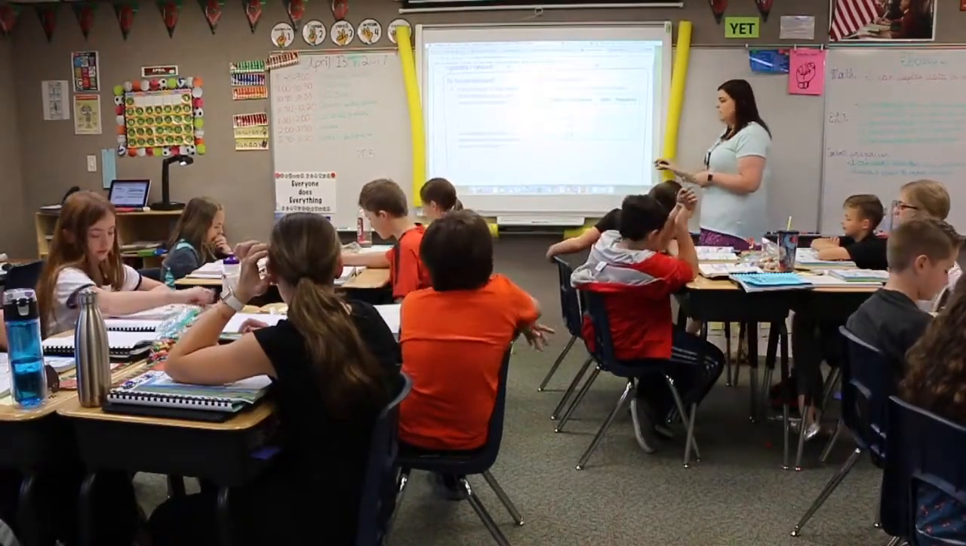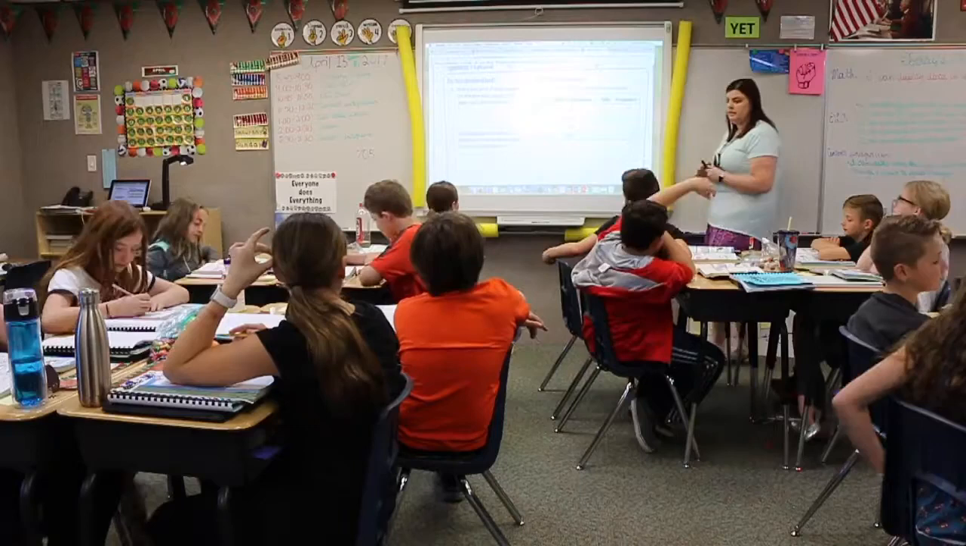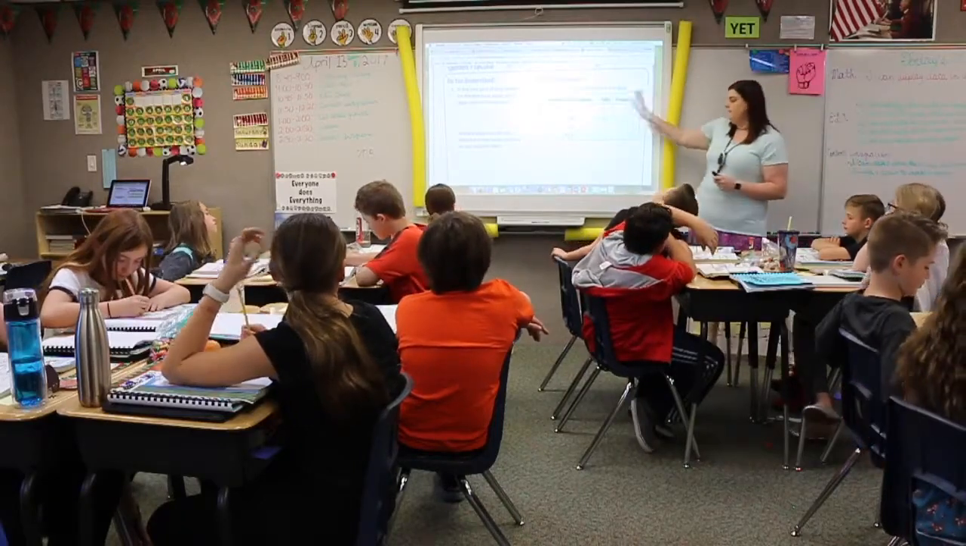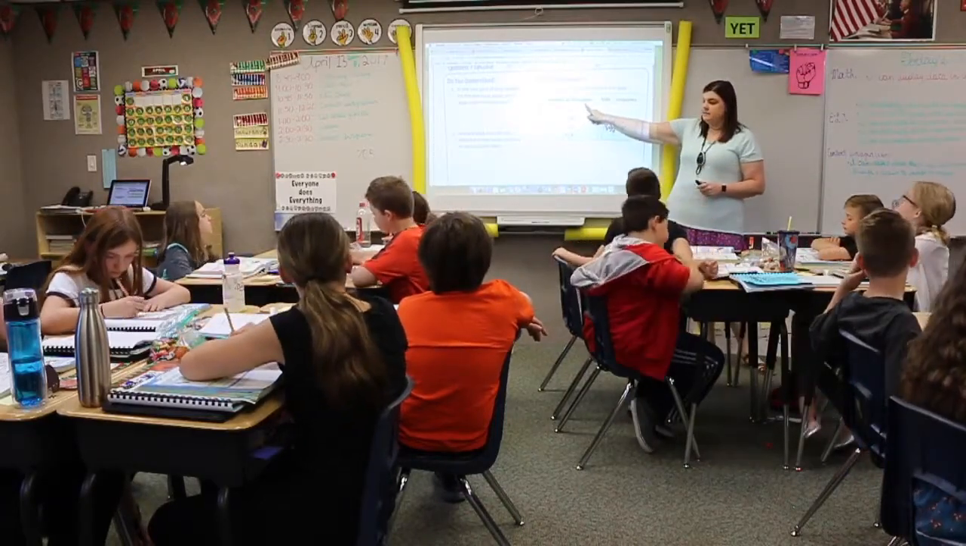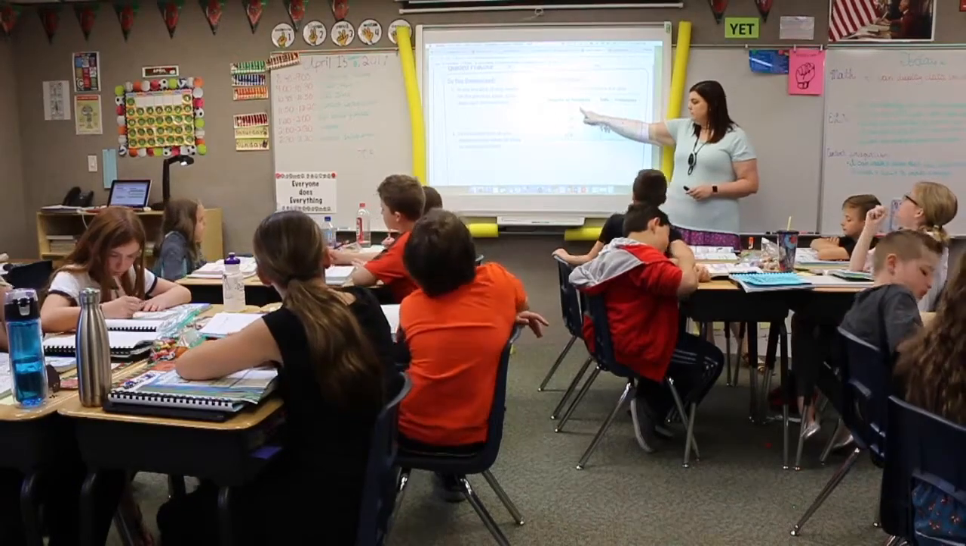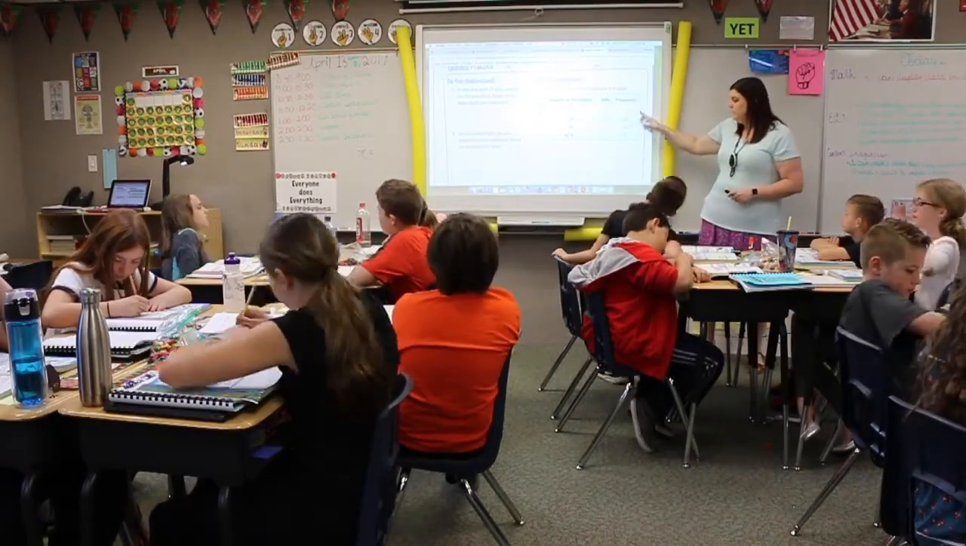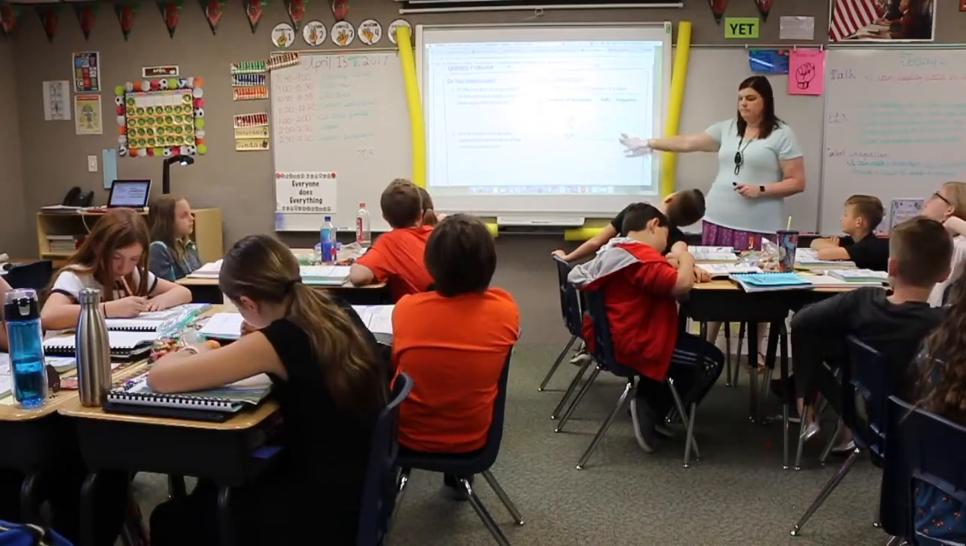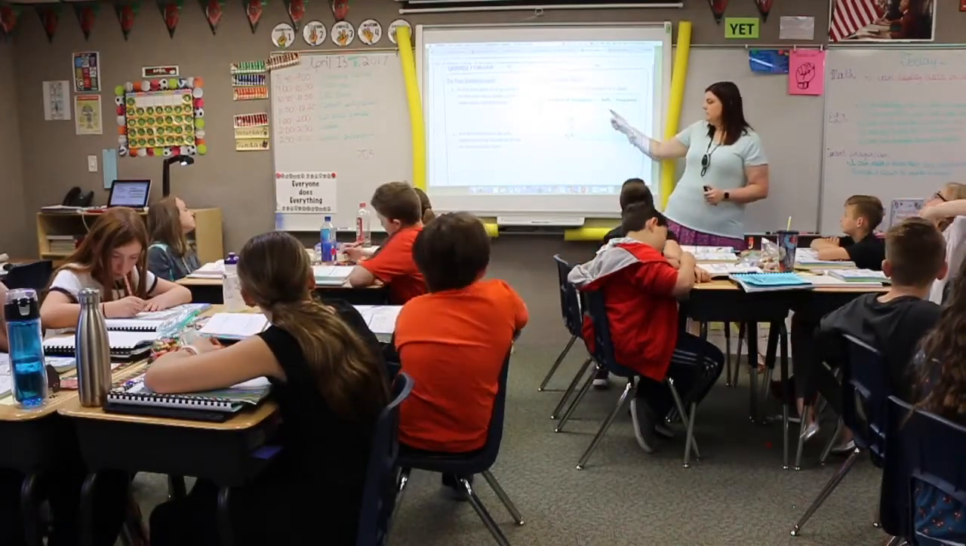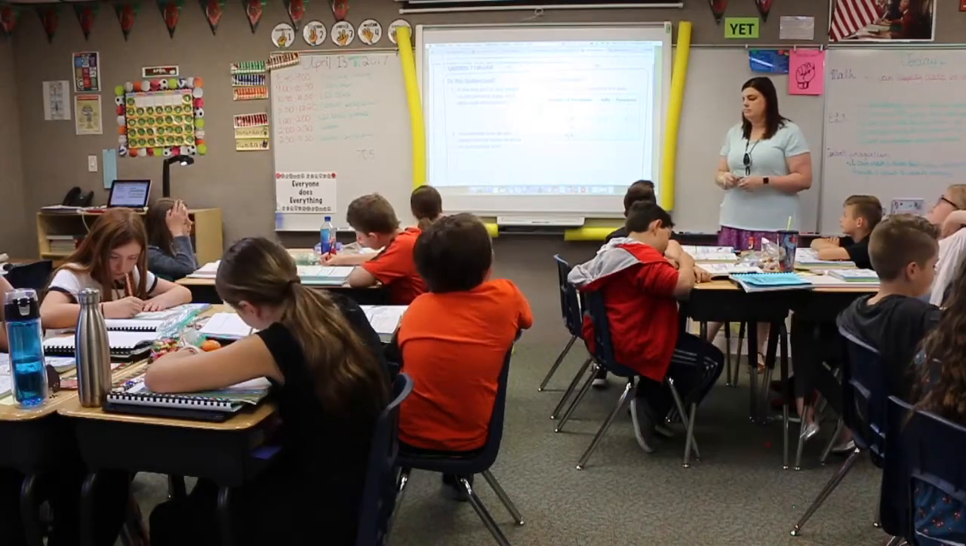Draw a line plot to represent. Did they give us anything to start with? Yes. They gave us a table. What's the first column? Weights of pumpkins. What's in here? Tally marks. And? Are these two columns the same? Yes. They gave us the tally marks, and here it gives us the number form.